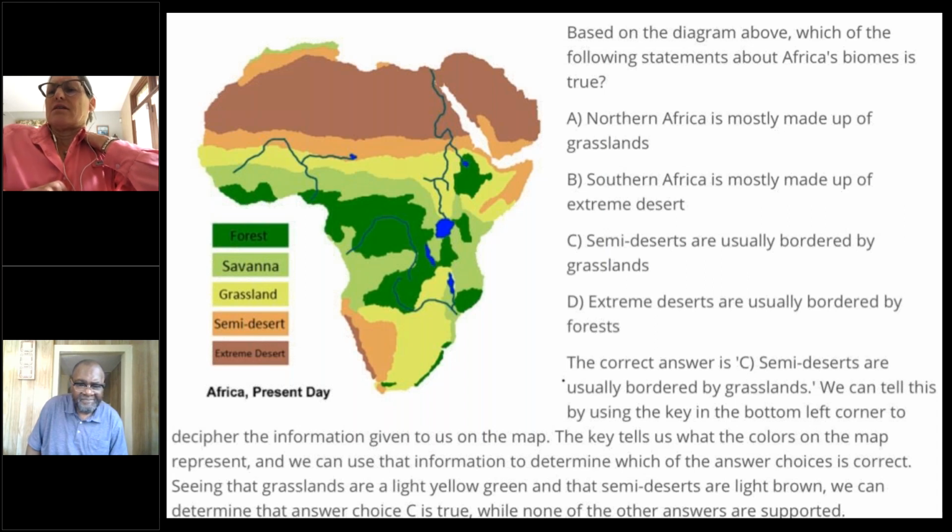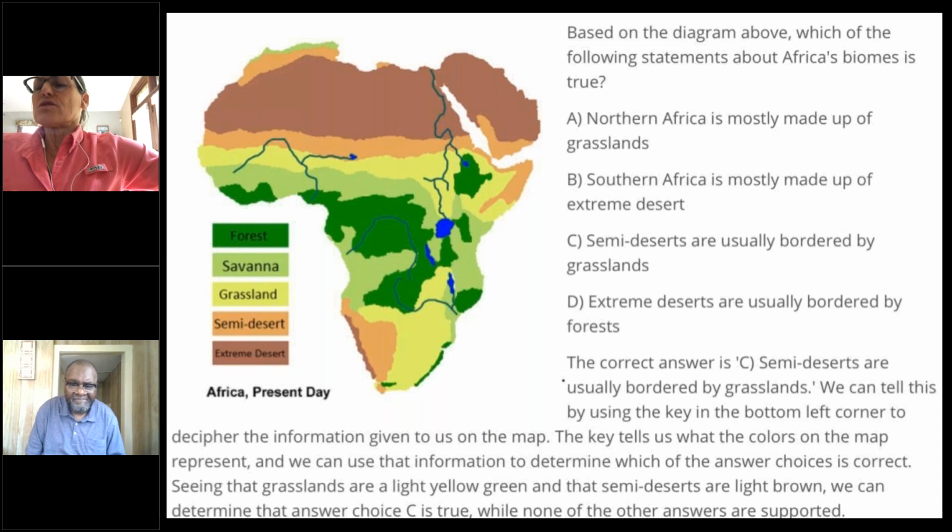How about C? Semi-deserts are usually bordered by grasslands. Okay, so semi-desert. That seems like it is bordered by grassland. It sure does. I'm looking at the semi-desert in the northern part of Africa, and the south. Yeah. Okay, and let's make sure that D isn't true.